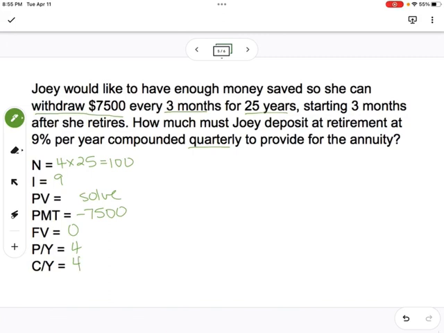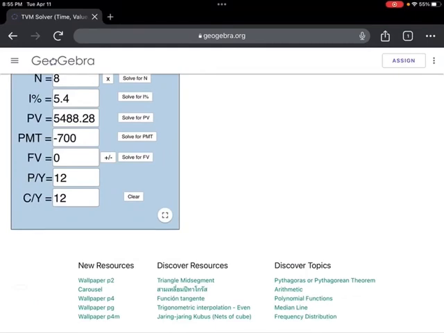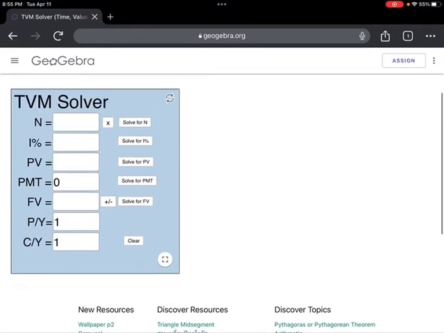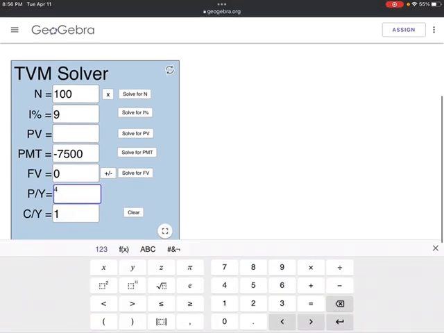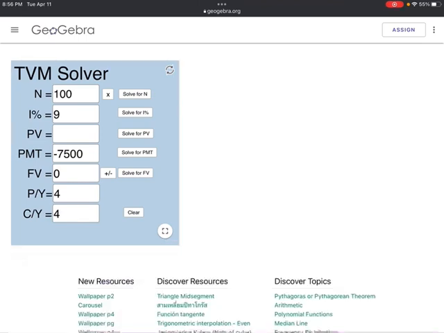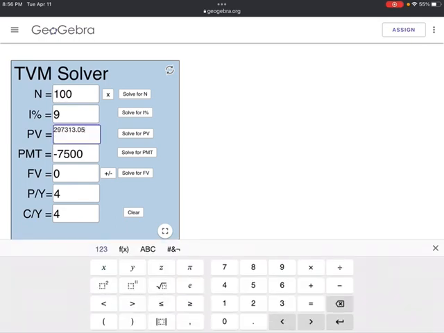Okay, so if we go over to our solver again, putting in our new values, N is 100, I is 9, present value we're solving for. We have a negative 7,500 for payment, future value is 0, and payments and compounding per year is 4. Solve for present value, and we get $297,313.05.